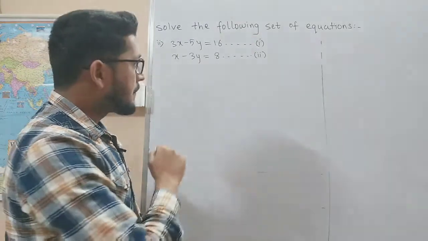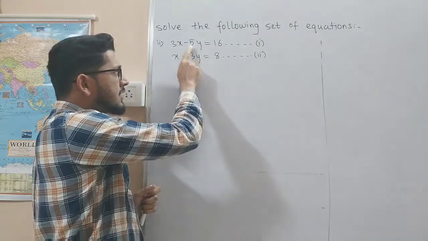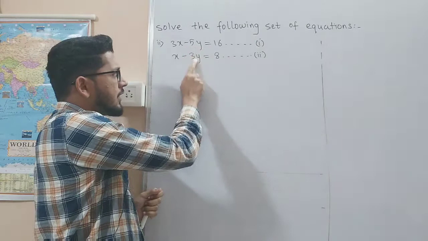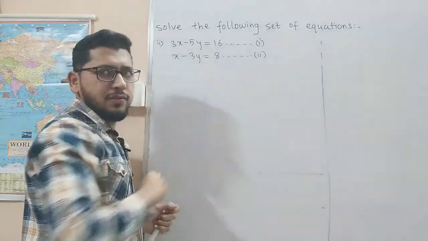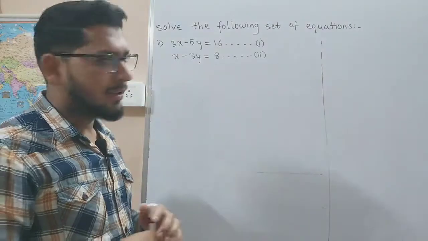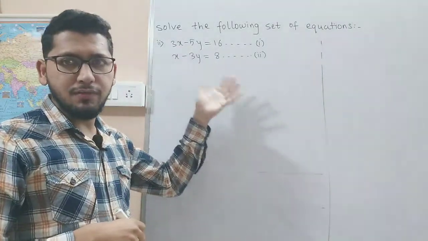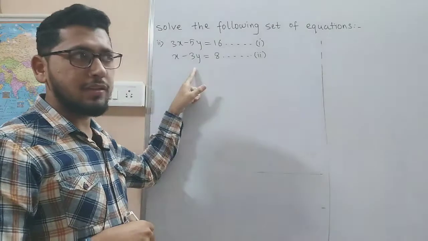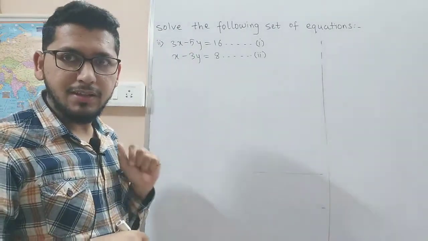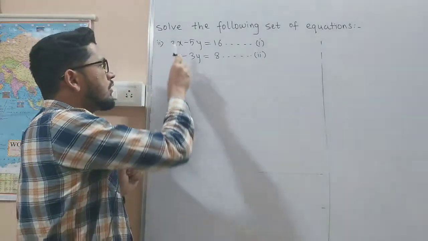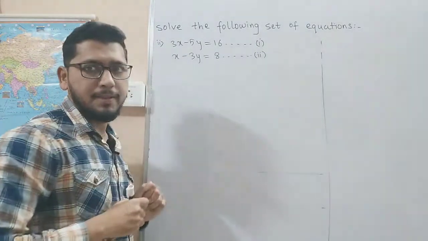Why? Because if you will see the coefficient of y, here it is 5, here it is 3. So 5 will not make 3 and 3 will not make 5. 3 को 5 बना सकते नहीं, और 5 कैन नॉट मेक 3 कि 5 के टेबल में 3 नहीं आता, 3 के टेबल में 5 नहीं आता. So we cannot make these two coefficients the same. Then in this case we will make the coefficient of x the same, similar.